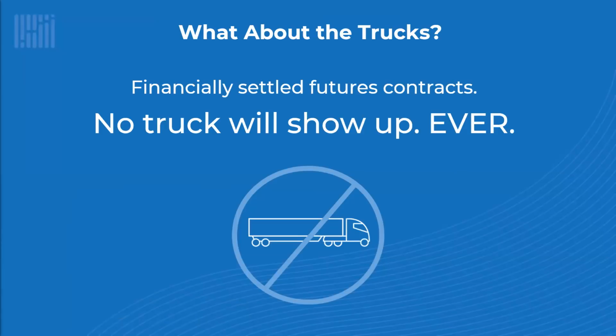We get asked this question a lot: what about the truck? Well, these are financially settled futures contracts. There is no truck. A truck will never show up if you trade a trucking freight future.